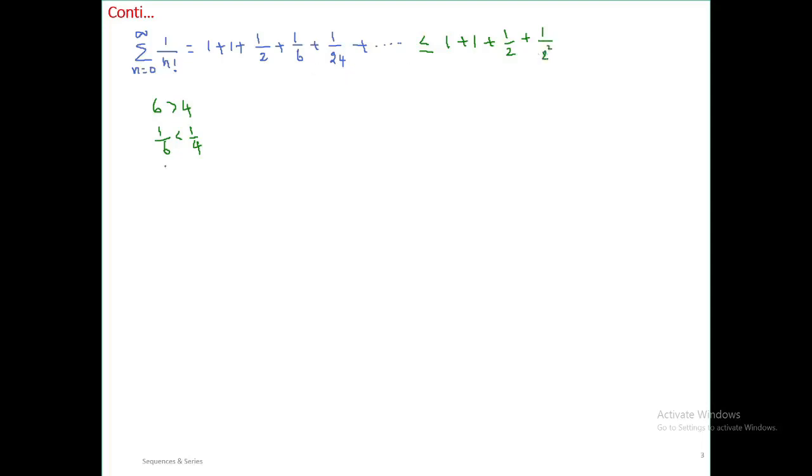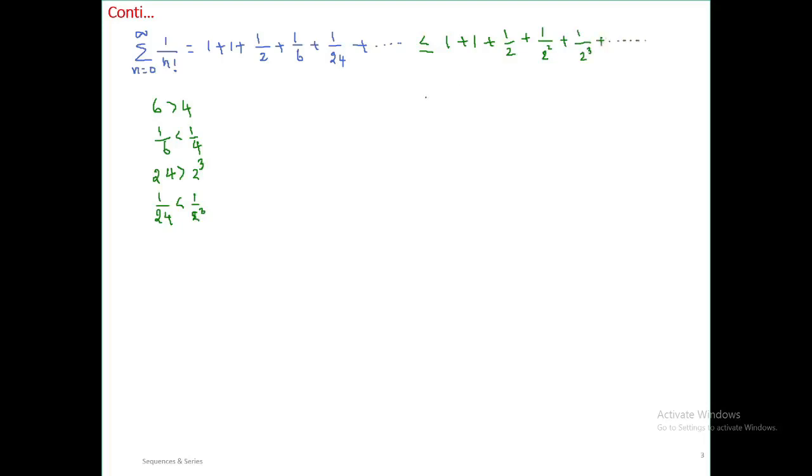Indirectly I am generating a geometric series on the right hand side. Look at the next term, 24. 24 is more than 2 power 3, that is 8, right? So 1 upon 24 is always less than 1 upon 8, that means 2 power 3. So therefore 1 upon 24 is less than or equal to 1 upon 2 cube. Likewise I can write the next term as 1 upon 2 power 4, and so on.